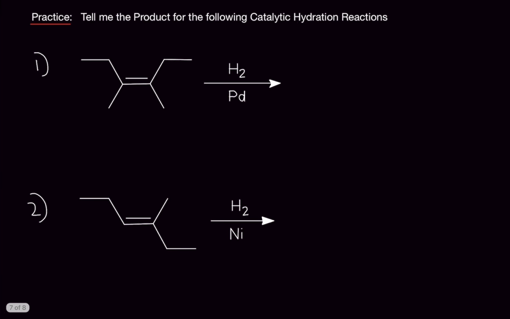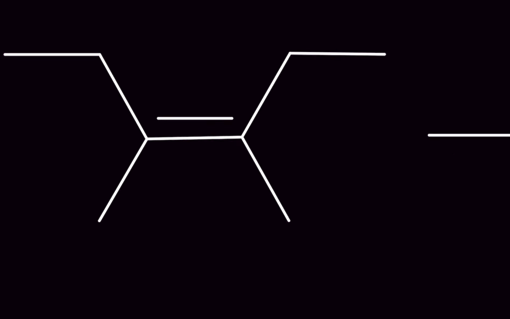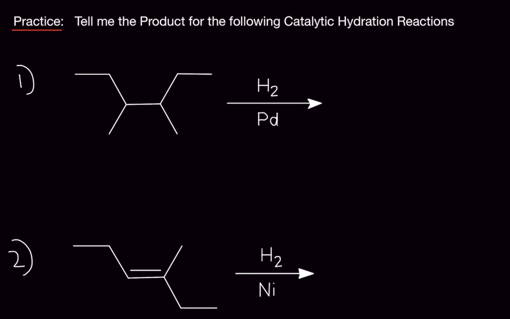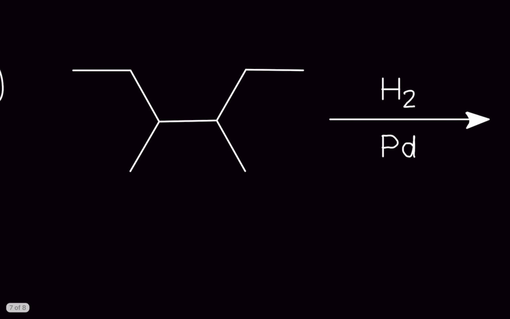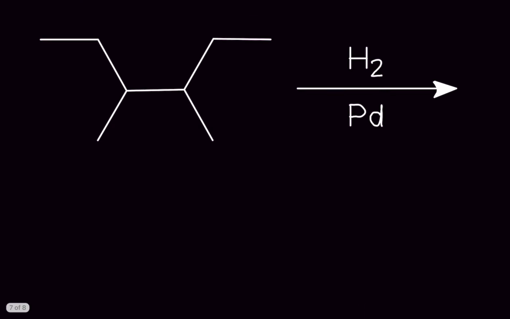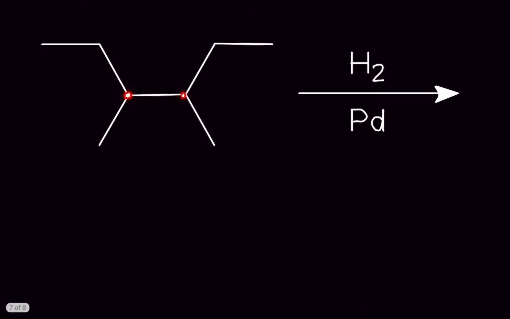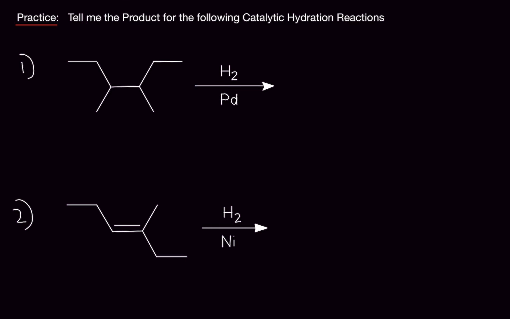Let's do some practice problems here. Tell me the product of the following catalytic hydrogenation reactions. Okay, so look how easy it is. Remove the double bond. We put the hydrogen here, and we put the hydrogen here. They are both chiral. These two carbons are both chiral. So it's going to undergo syn addition.